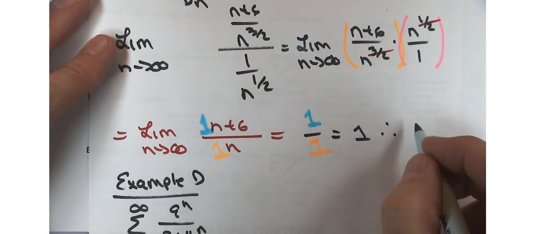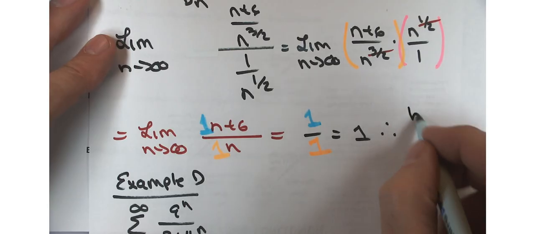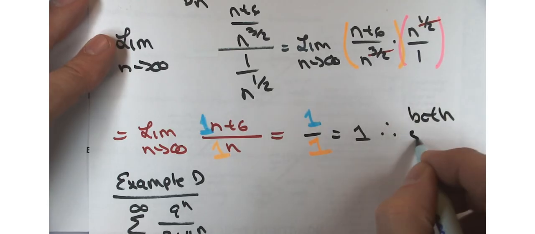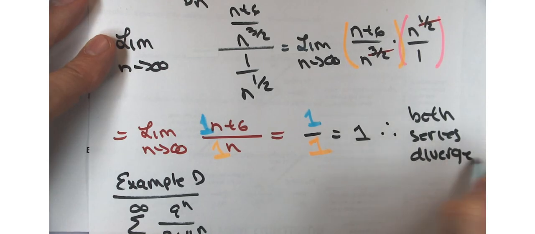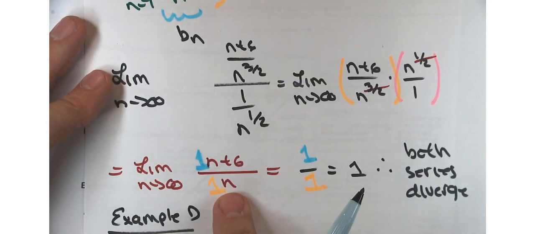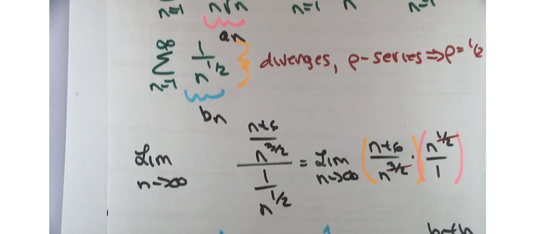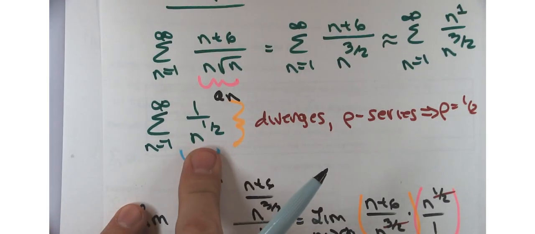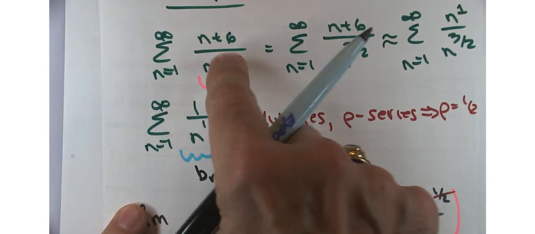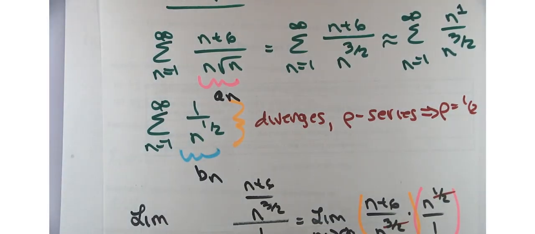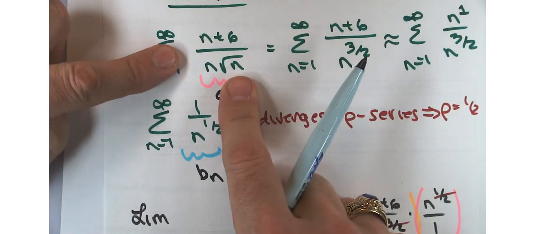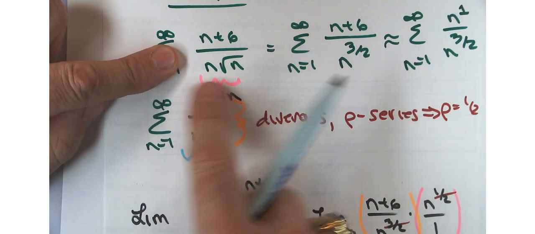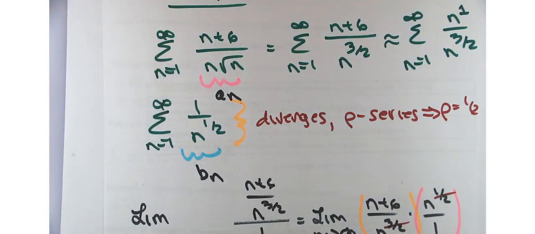All right, both series diverge. That's because the other one diverged and they have to match. What happens with one series is going to happen with the other series. We know that this one diverged, and when we did that limit comparison ratio, we found a finite ratio. That means this one also has to diverge. So they behave alike.